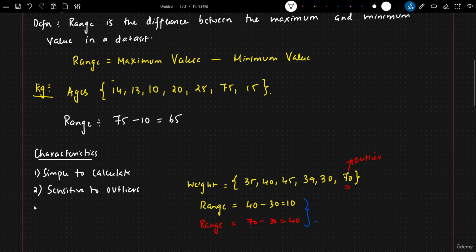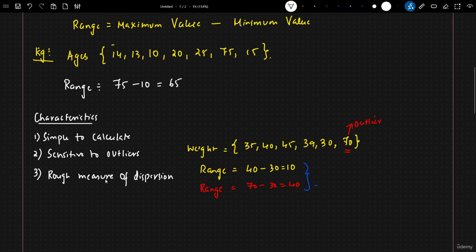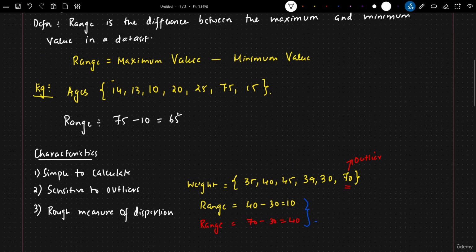And one more thing that you really can understand, it just provides a rough measure of dispersion. See, when we calculate range, we are just taking the maximum value and the minimum value. We are just trying to find out the difference between them, right? But what about the other values that are present in this distribution? We are not talking about it, right? So it just provides a rough measure of dispersion. Okay, so these are some of the characteristics.